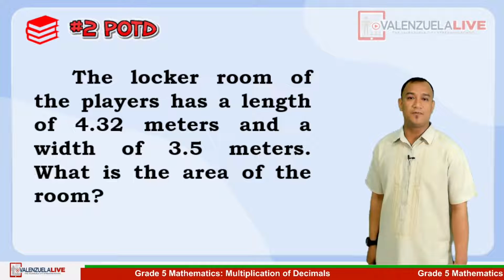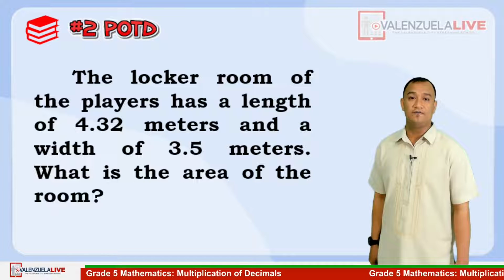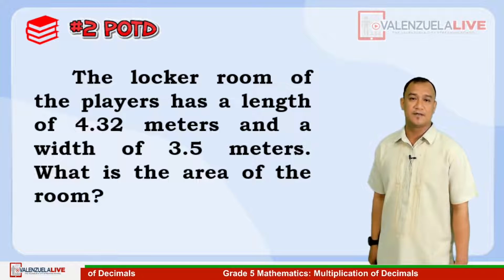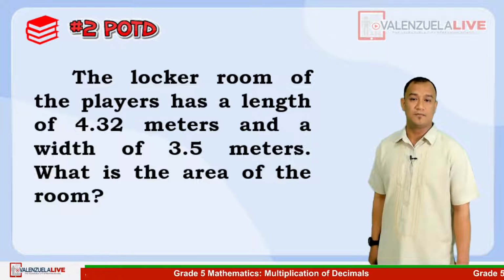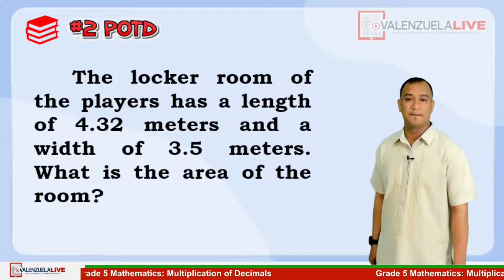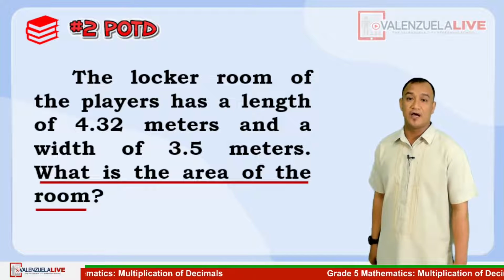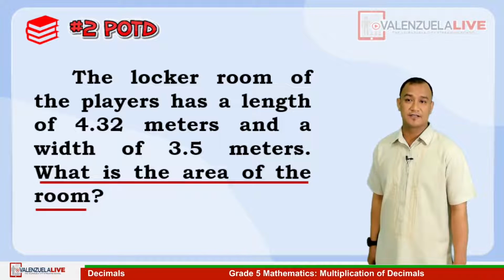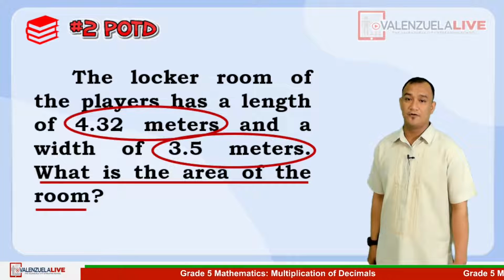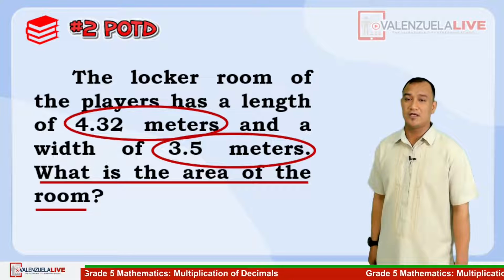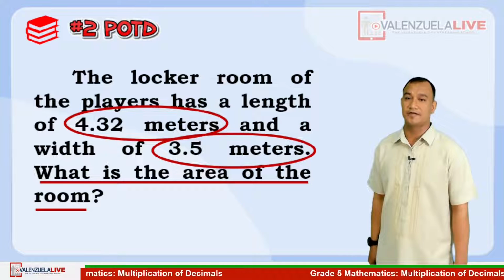The locker room of the players has a length of 4 and 32 hundredths meters and a width of 3 and 5 tenths meters. What is the area of the room? Now, let's identify what is asked in the problem. That is the area of the room or the total area of the room. And for the given facts, we have 4 and 32 hundredths meters and 3 and 5 tenths meters.